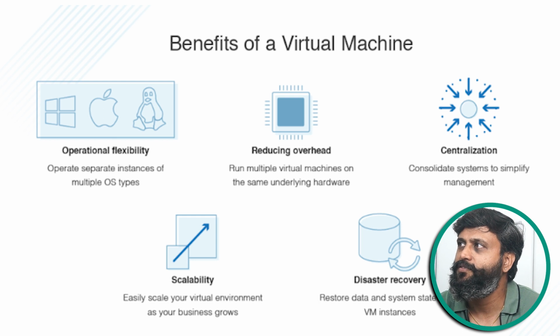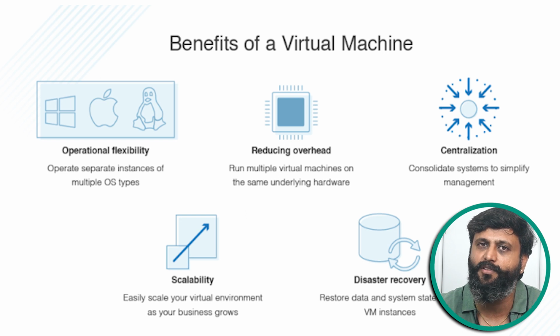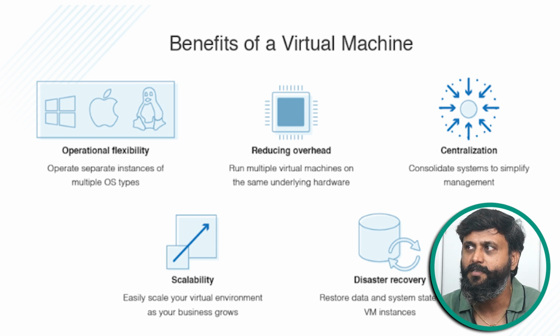The advantages of a virtual machine are basically operational flexibility, reduced overhead, centralization, disaster recovery, and scalability. So you can have many different types of OS installed on the same server, and you can transfer data between different OS instead of having different PCs or systems to run different services. You can run it all on one single server with different VMs. So those are the advantages of having a VM.